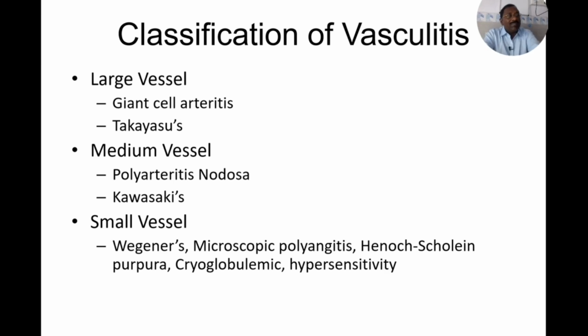Among the small vessel diseases, there are many, like Wegener's granulomatosis, where C-ANCA is positive, because C-ANCA is very, very important in the diagnosis of Wegener's granulomatosis. And we have microscopic polyangiitis, Henoch-Schönlein purpura, cryoglobulinemic vasculitis, hypersensitivity vasculitis, eosinophilic vasculitis, etc. These are all the small vessel vasculitis.